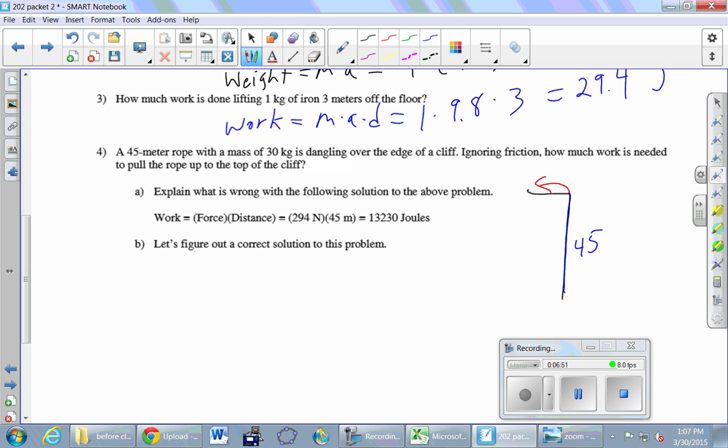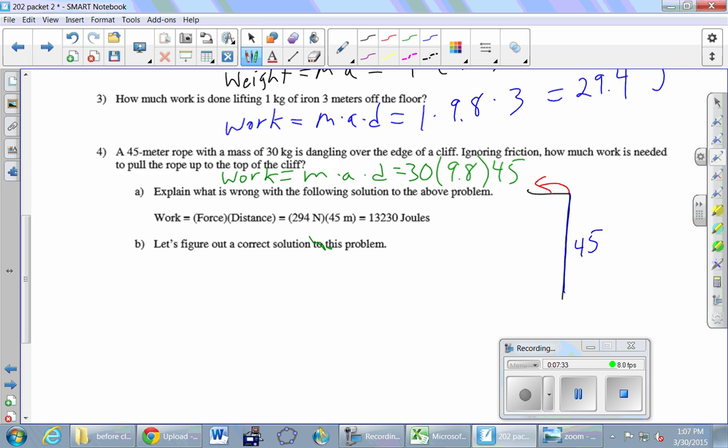So let's answer this the wrong way, and then we'll do it the right way. So the wrong way, we'll just do our standard work equals mass times acceleration times distance, right? And the mass of the rope is 30 kilograms, so this is 30 times acceleration, which in metric is always 9.8. Negative, sure, depends on how you orient things. And then distance, how far is the rope going here? 45, right? Because it's 45 long. Okay, so we crunch that together. I'm assuming that's 13,230.